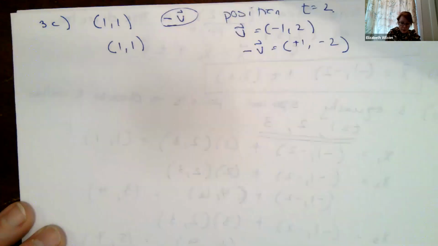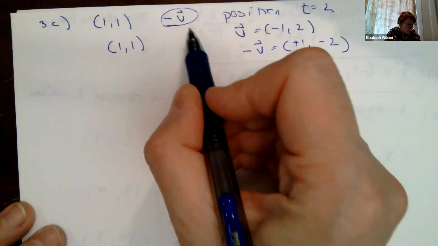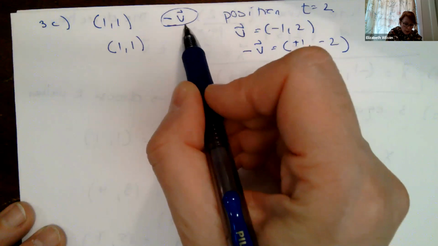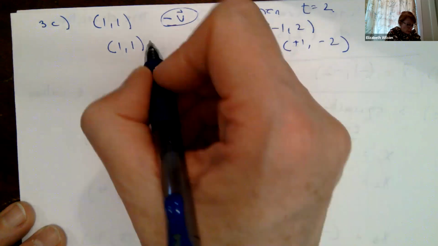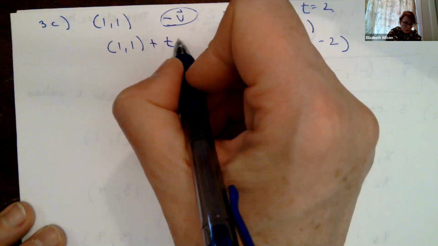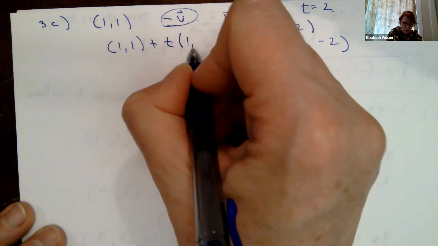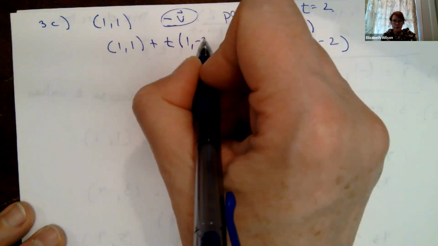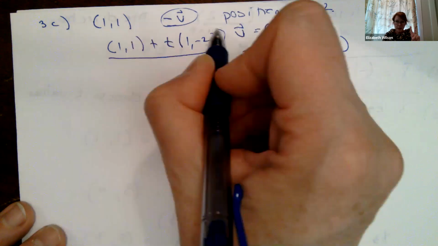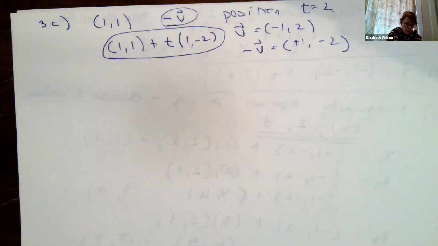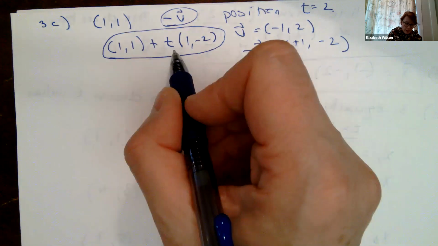Okay, so that's how we want to think about this, right? So that means I'm going (1, 1 + t(1 - 2)). So this is my equation that I'm using to describe the position for my second object. Okay, so at time t equals 2, I'm going to plug in t equals 2.